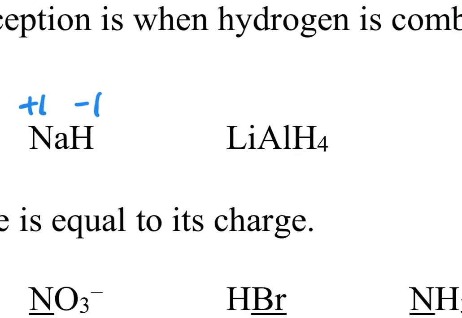Here's a slightly more complicated compound. This is called lithium aluminum hydride. So the hydrogen's going to be +1. Each of the hydrogens will be, whoops, I made a mistake there. Let me back up. Each of the hydrogens is going to be -1 because the hydrogen is with aluminum. So that's going to be -1. And then the one lithium is going to be +1.